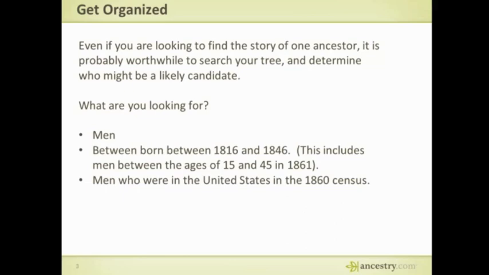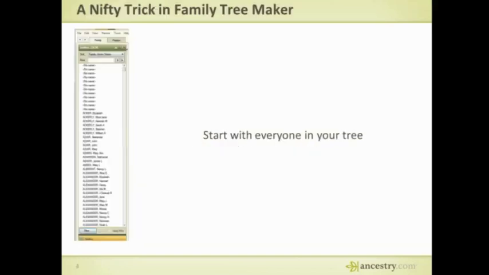The first place you want to begin is by looking through your tree and identifying the most likely candidates. Most likely they were men. There were some women who fought, but that was few and far between. They were most likely born between the years 1816 and 1846. However, that doesn't mean that someone born after 1846 or before 1816 didn't fight, and if you suspect that's true, you should keep looking. Also, it's good to find people who were in the 1860 census. If they were in the U.S., then you have an idea of where they lived and what states they probably fought for. So let's start with our family tree.